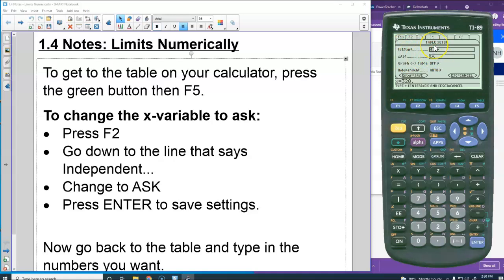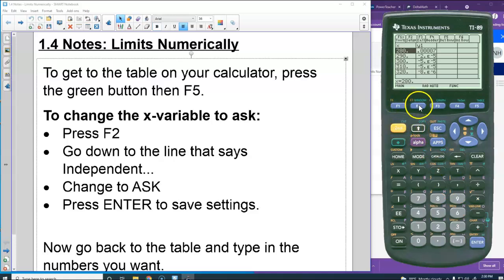So here is where you can set up your table. Like if you wanted it to start at 1 and count by 1, you could change this to 1 and 1 here. But what we want to do is go down to the line that says independent. That's talking about your independent variable, which is your x. And we're going to click over and change it to ask. And make sure you click enter and then enter again to save. If you don't click enter and enter again to save, it's not going to do it.